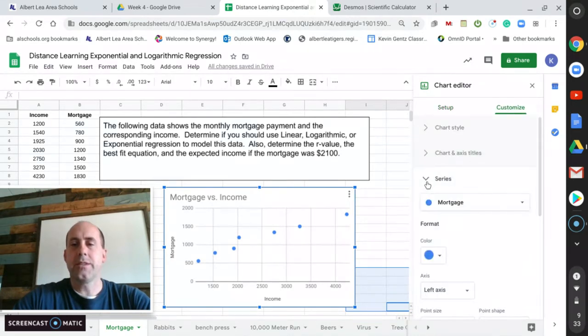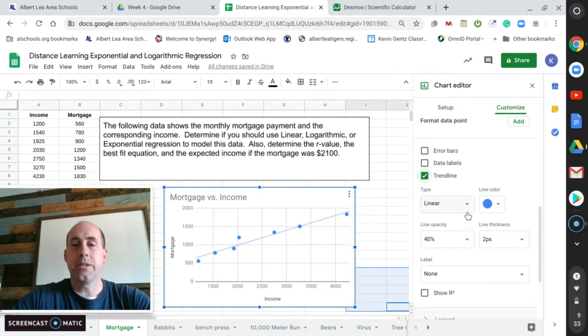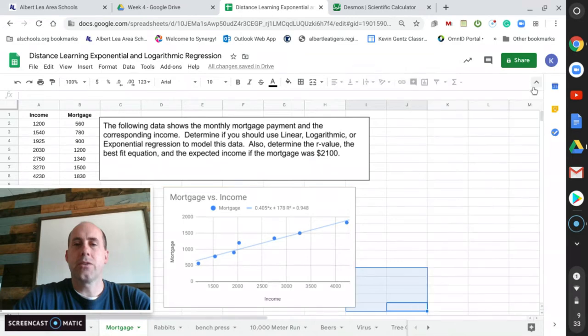And in my series, I'm going to add those pieces that we talked about, which would be a trend line. And it is linear. It looks like it makes a line. The label, I'm going to use equation and show R squared. Now I have all that data, I can answer the question. It is linear.